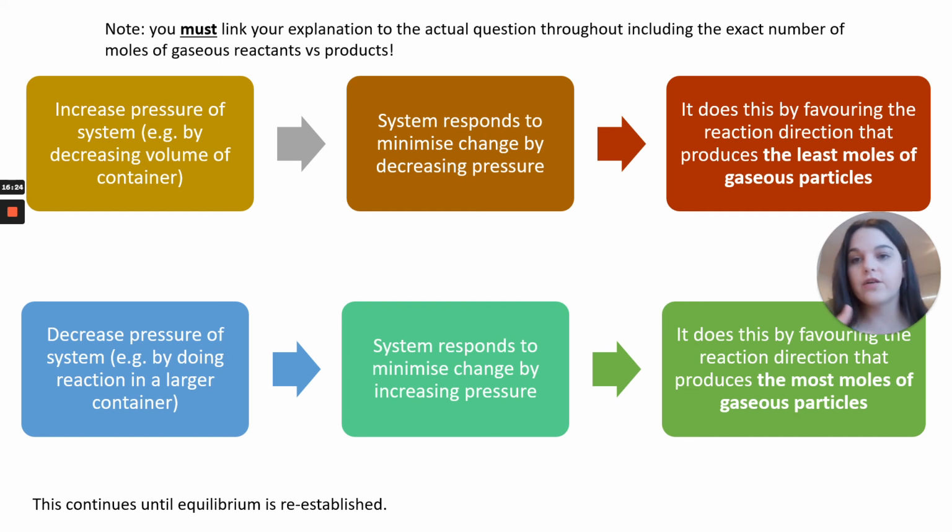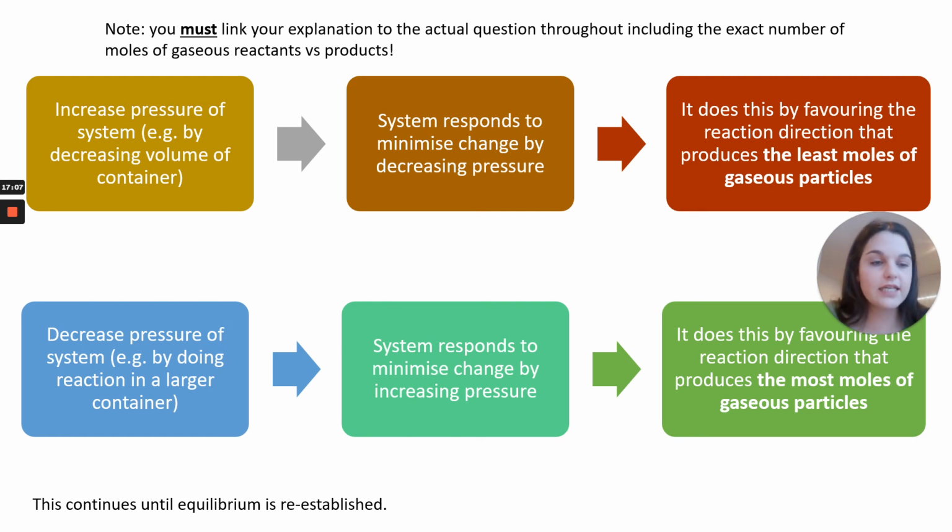So for example, I increase the pressure of my system, maybe by decreasing the volume of the container. The system responds to minimize the change by decreasing the pressure again. So I just increase the pressure, my system wants to respond to decrease it again. It does this by favoring the reaction direction that produces the least moles of gaseous particles. So remember, this is where we'll have to put in the reactant side has 4 moles of gas, the product side has 2 moles of gas, therefore the forward direction is favoured. So it's specific to the actual equilibrium that you've got.